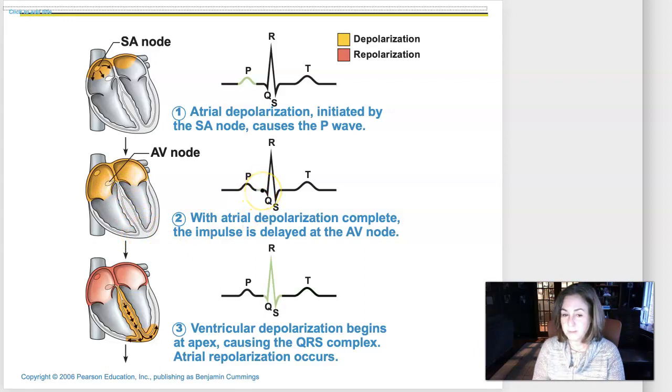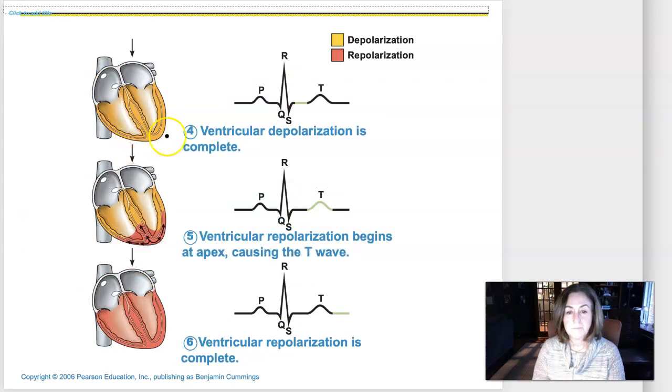So this is time going by in between when the atria depolarized, and we know that the ventricles are going to depolarize next. So now that the ventricles are starting to depolarize, we see the QRS complex. And then following the QRS complex, we know that the ventricles are going to contract. But you see how this is time going by.